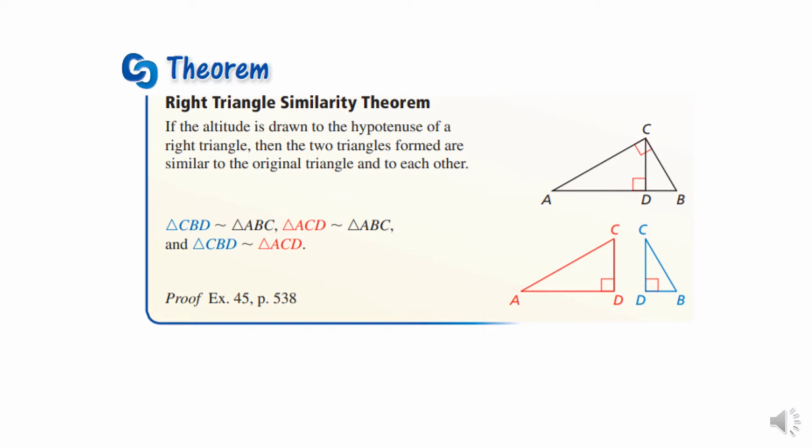So you have your original triangle, which is triangle ABC, and then you have these two other triangles that are formed. It has to be an altitude, which means it has to be 90 degrees, and then all of these triangles are similar. Okay, we're going to use that in our next slide.